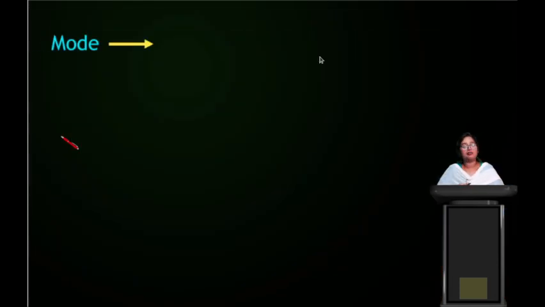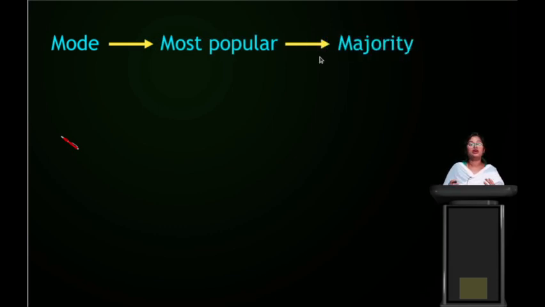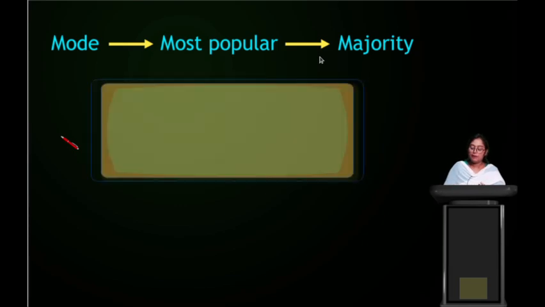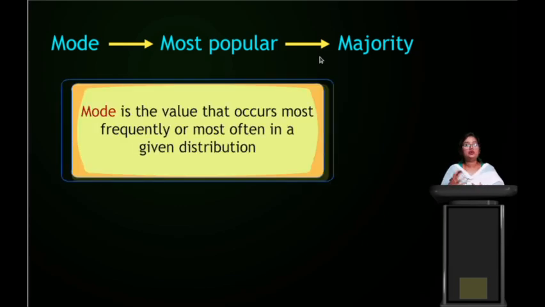So this type of representing the data is called the mode. What is meant by mode actually? Mode is nothing but most popular, that means majority. So the mode is the value that occurs most frequently or most often in a given distribution. So this is one more method to find the central tendency. This means we have to find the most frequently occurring observation, which is known as the mode.